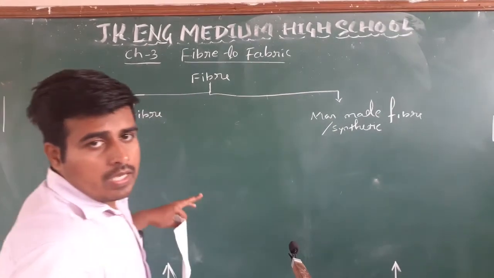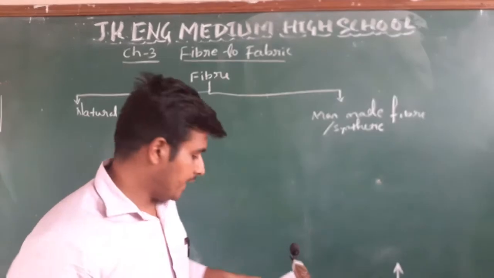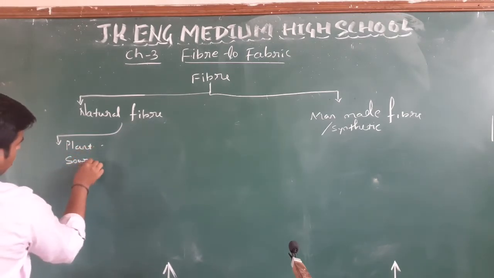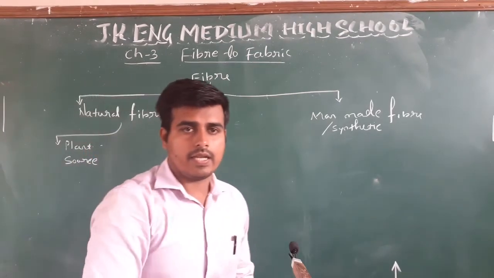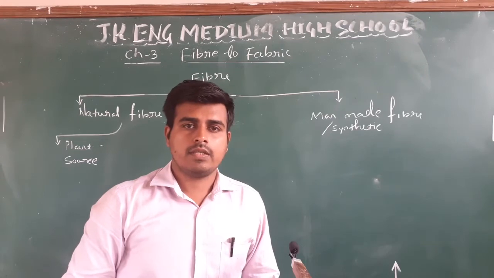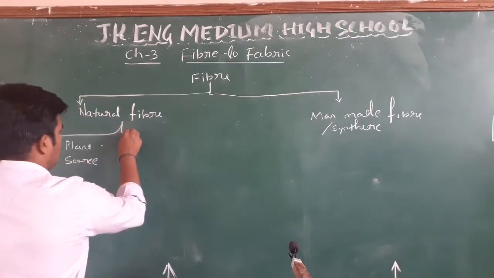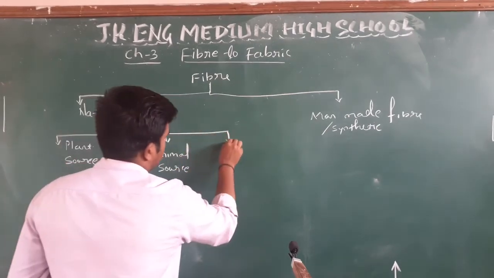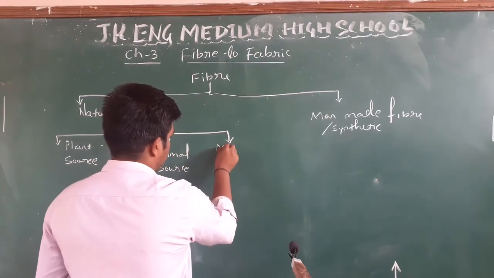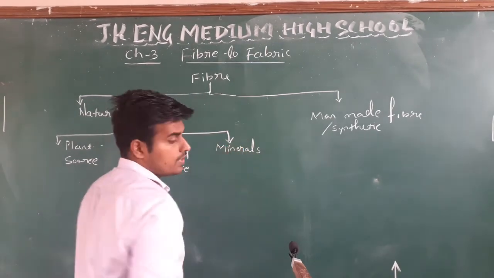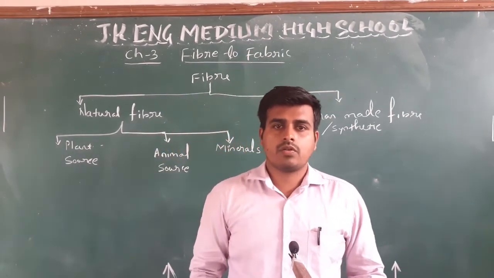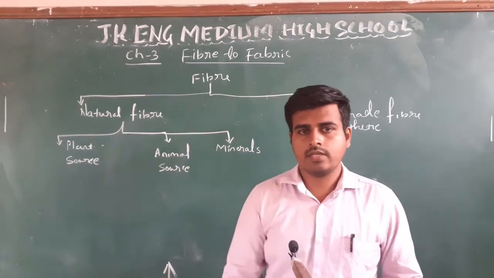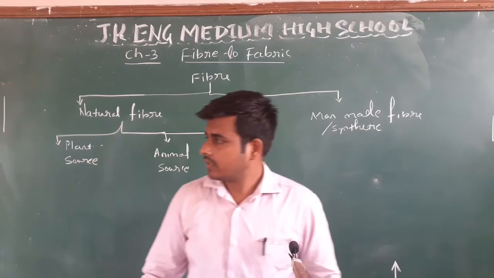Again, natural fibers I can classify into three categories. First one is from plant source. The fibers which we get from plants, like cotton, jute, flax, are obtained from the plants. Next, from animal source. Third category is minerals. What does that mean? They occur naturally from the interior of the earth in the form of ores. We find them in the earth's crust, or by digging into the earth we get these fibers.